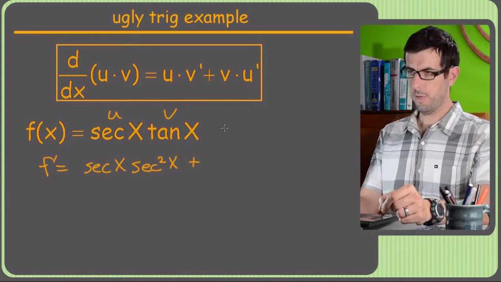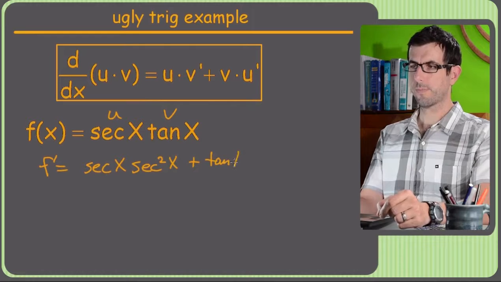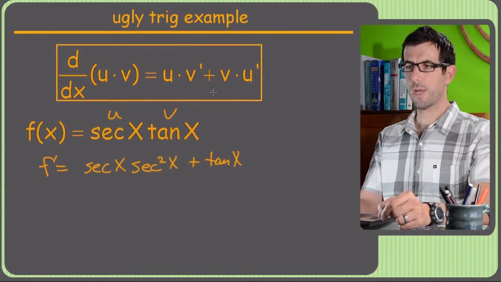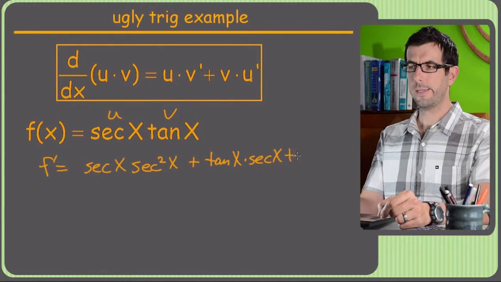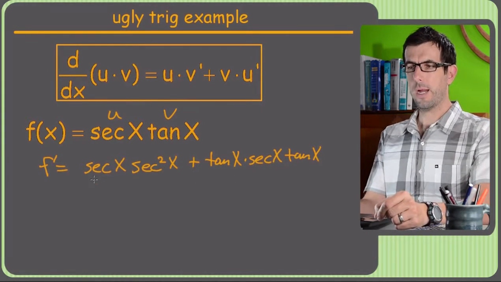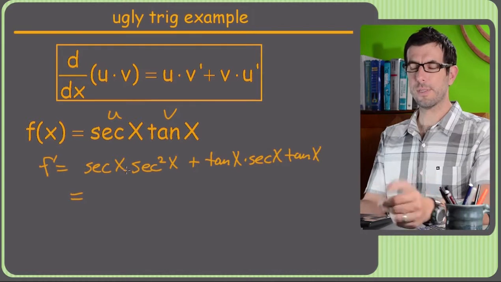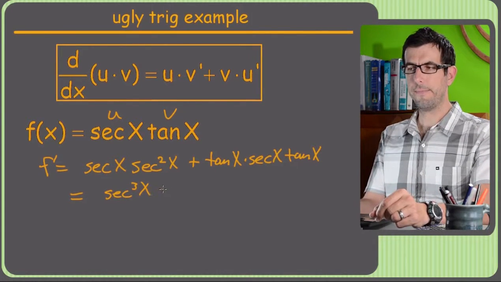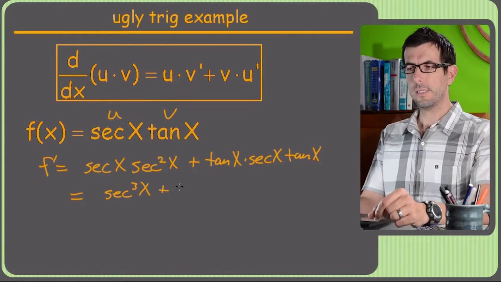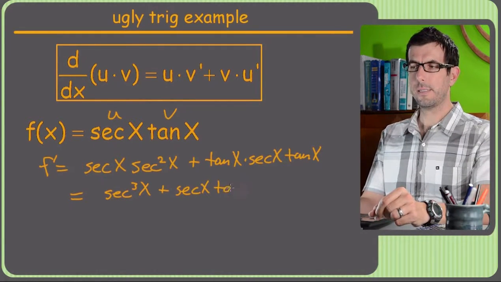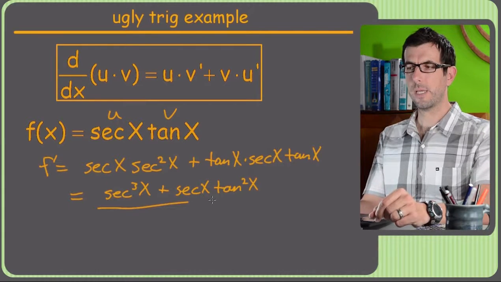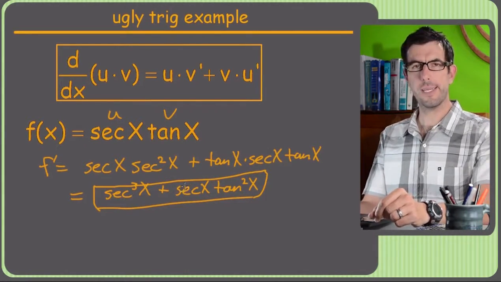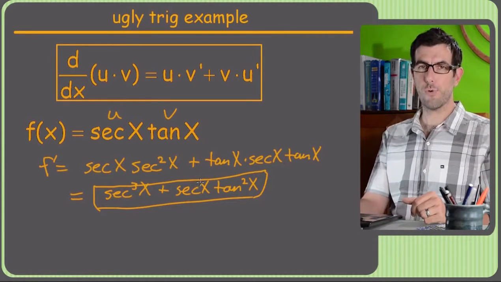And we add that, and what is v? Tan x times u prime. Derivative of secant is secant tan. All right, so it's not that this is impossible, it's just, there's a lot of writing, I don't know. So we end up with secant cubed x plus secant x tan squared x. So in truth, it wasn't that bad. Where product rules get gnarly is when you've got the chain rule.